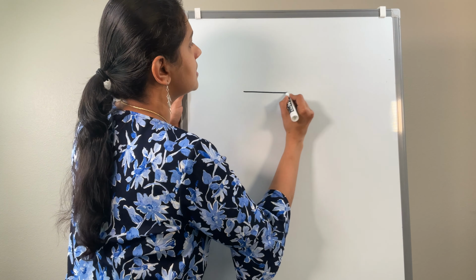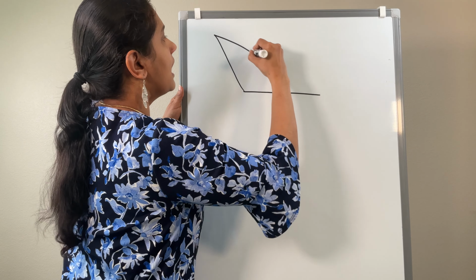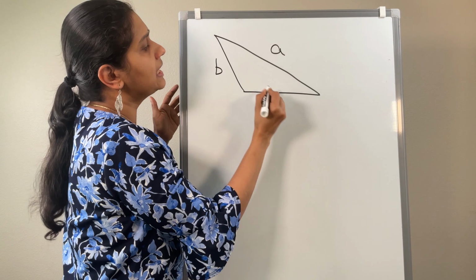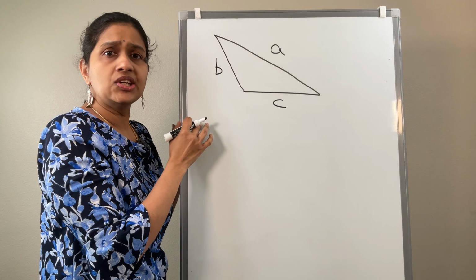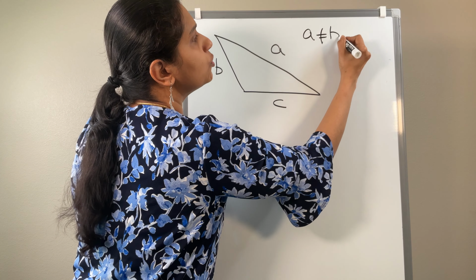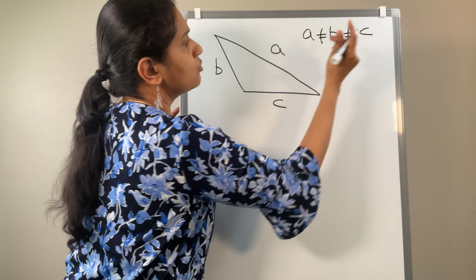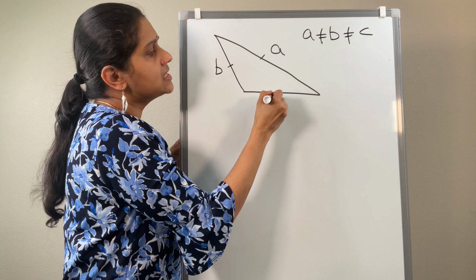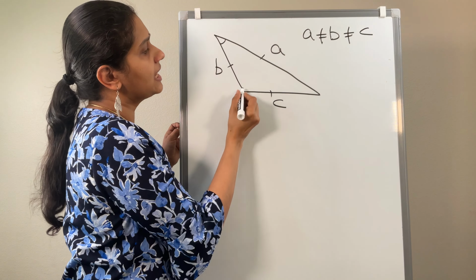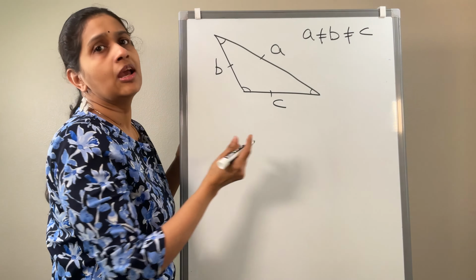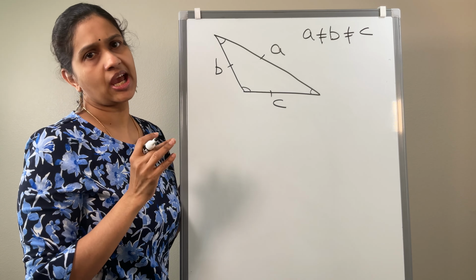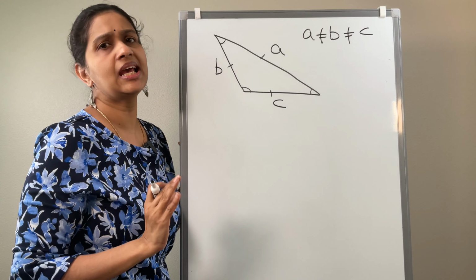Consider this scalene triangle and suppose you are notating these sides as A, B and C. It is called a scalene triangle because the length A is not equal to B is not equal to C, which means all these three sides will have different lengths. What about the angles of a scalene triangle? Obviously, all the three angles will be different in a scalene triangle. So that is what the scalene triangle is about.